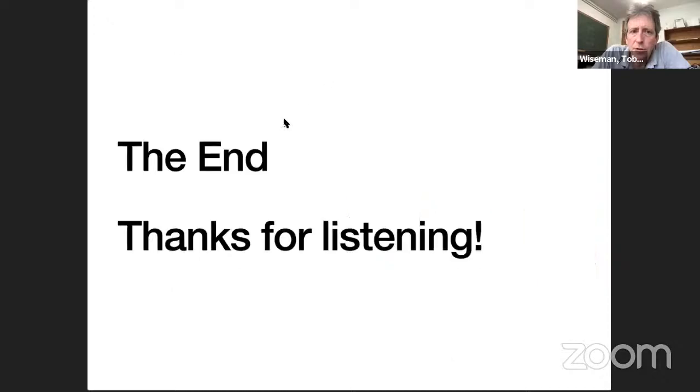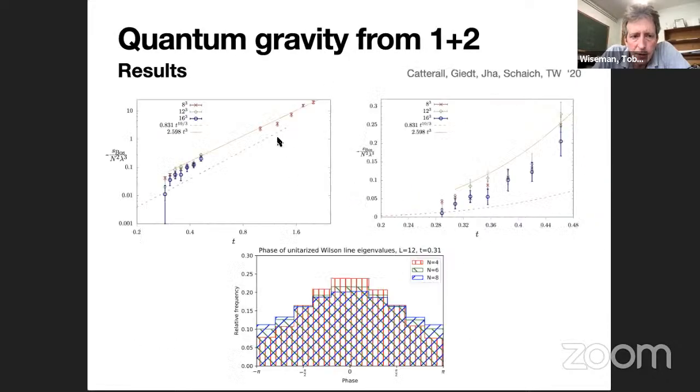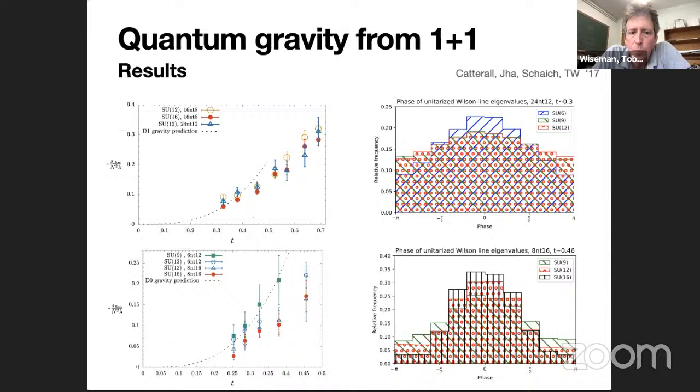That's an interesting question. I have to say, I'm not sure I can tell you off the top of my head how the 1 over n corrections compare between the 1+2, 1+1, and 1+0 cases. But you're saying essentially there are more degrees of freedom on the lattice, so you would expect smaller 1 over n corrections. Is that the idea?